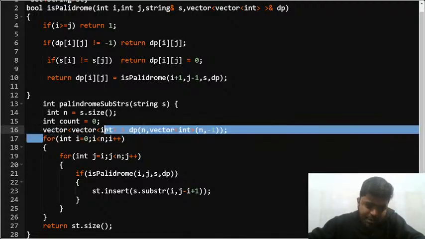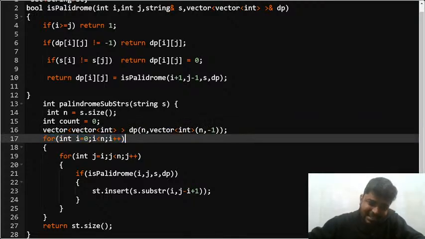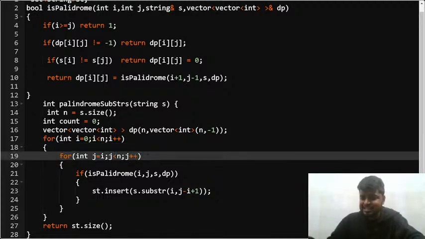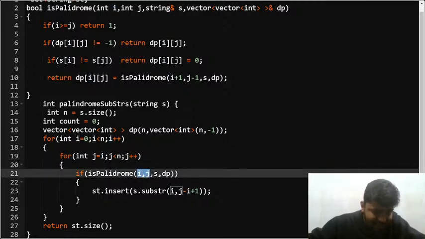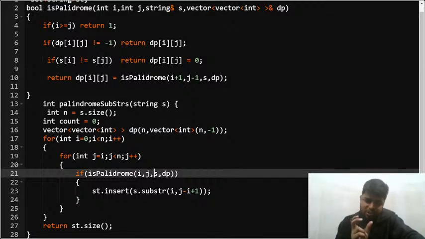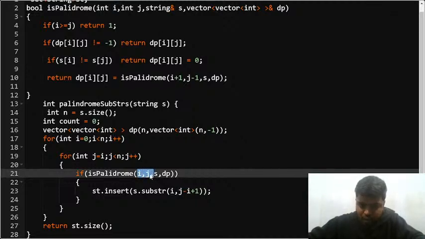After that, this is the first loop that I'll be starting, as I told you. This is the second loop, j, that I'll be starting from I, while J is less than n. These two loops help me generate all the substrings. Now what is the substring? The substring is the string which starts at index I and ends at index j.